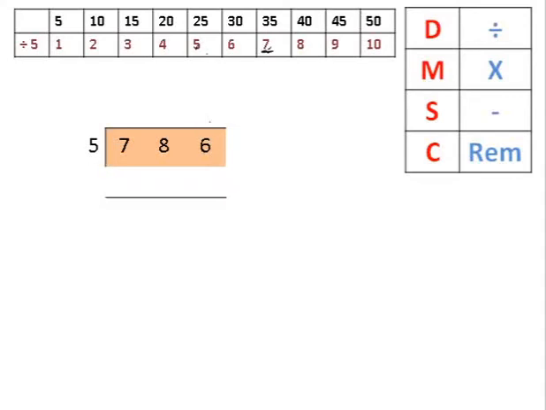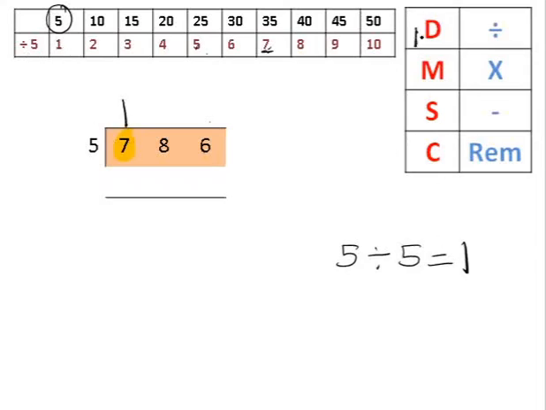Let's take 1 digit at a time. Focus on the 7. What is 7 divided by 5? 5, 10, 15, 20, 25, 30. 7 is not a multiple of 5. So what do we do? We look for a multiple of 5 that is closest to 7 but also less than 7, and that is 5. And so we say 5 divided by 5 is equal to 1.